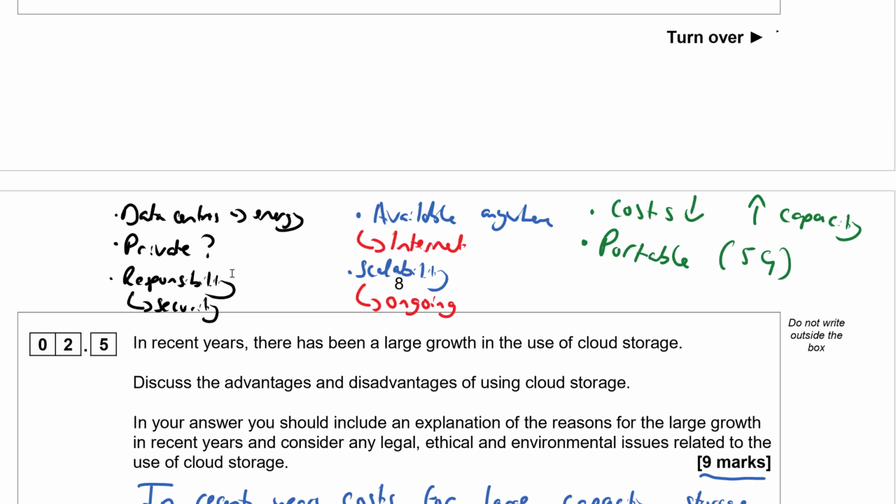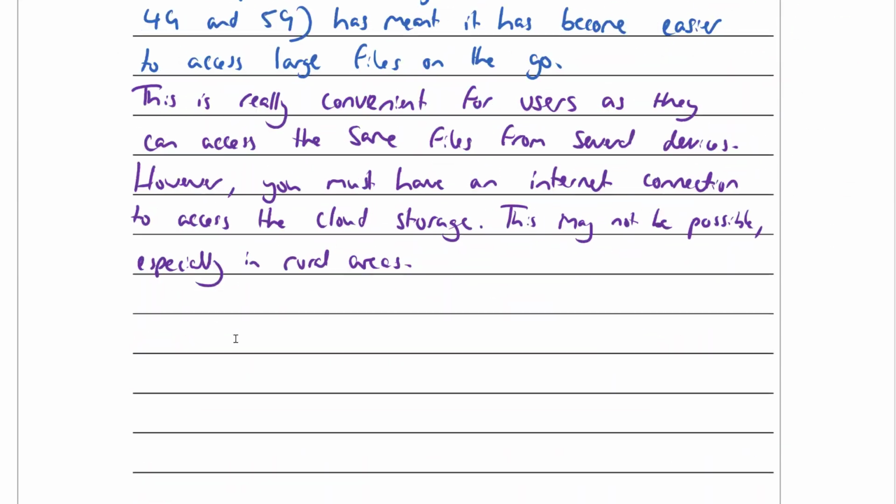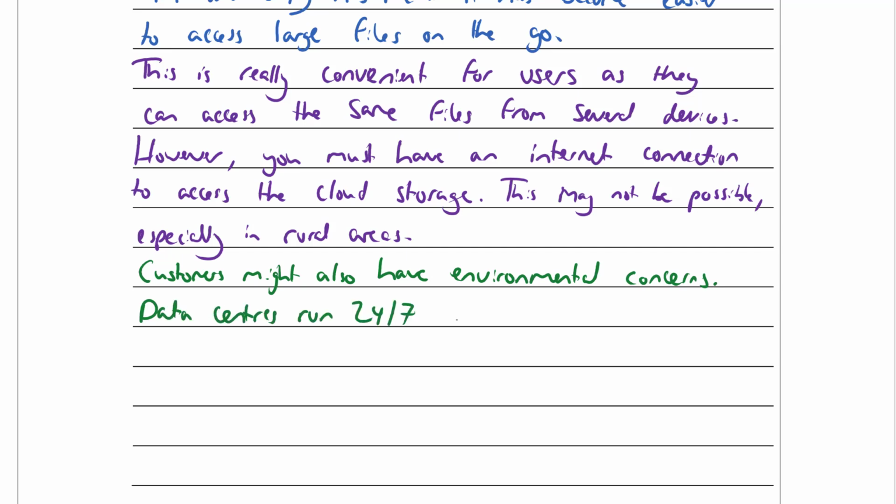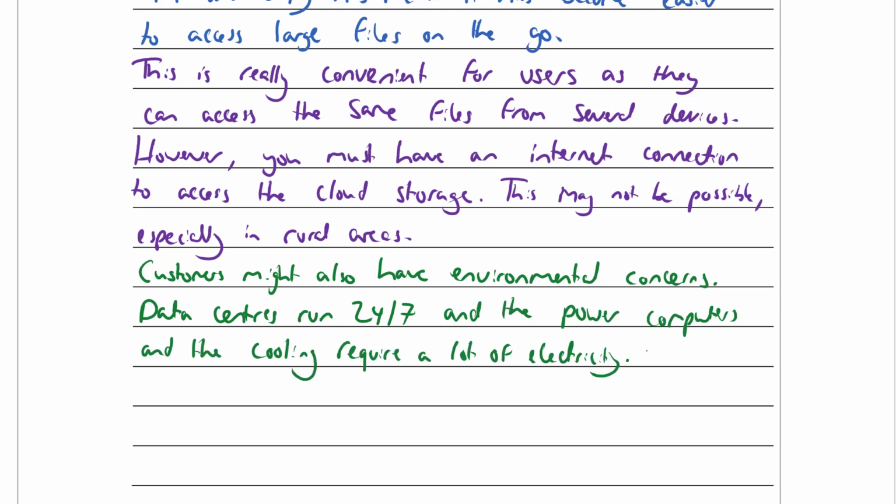So let's merge into these impacts, starting with the environmental one. And let's link it by saying customers might have environmental concerns. Data centers run 24/7, and the powerful computers take up a lot of electricity and need to get cooled down. And to be really clear, while this is potentially a bad thing, let's say the source of this might be non-renewable.